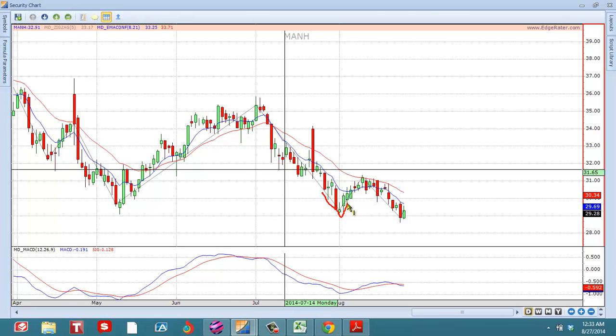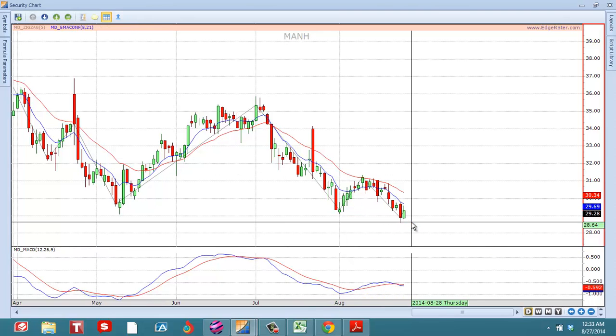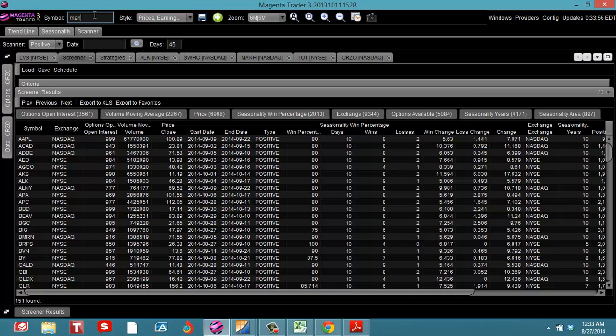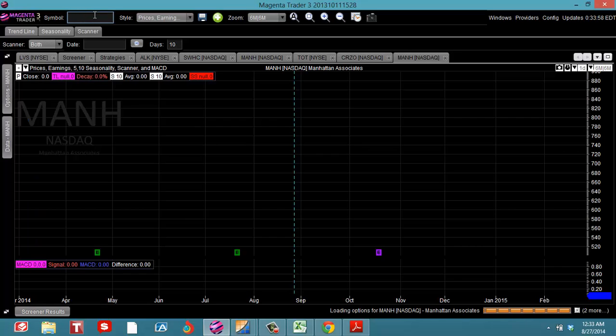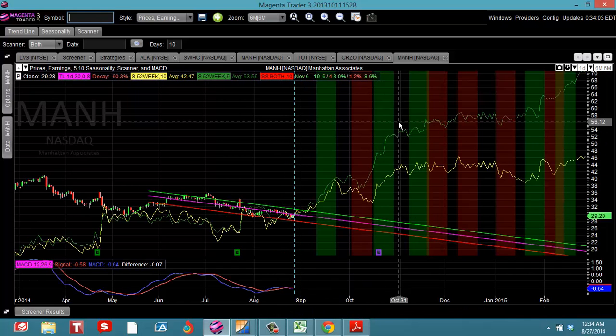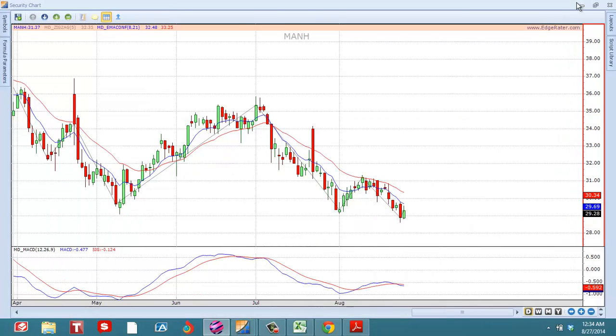You can see how this made a low, and compare it to the low of the MACD, and then this made a lower low. So this was going down and this started going up here. So we got a divergence here. Plus the stock, if I go over to magenta, I can see it has real nice seasonality to the upside. So it's telling me that this is the time of the year that it starts heading up here.